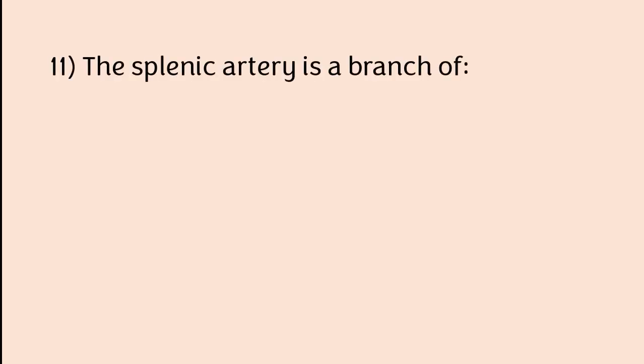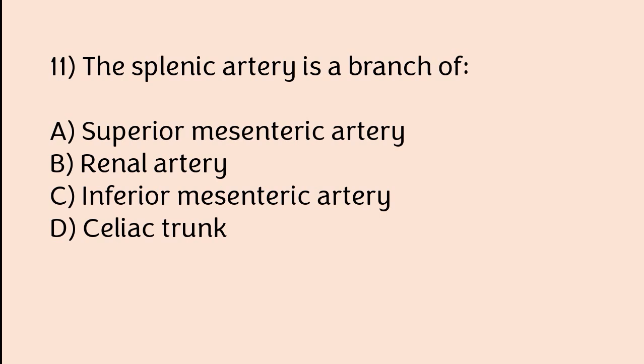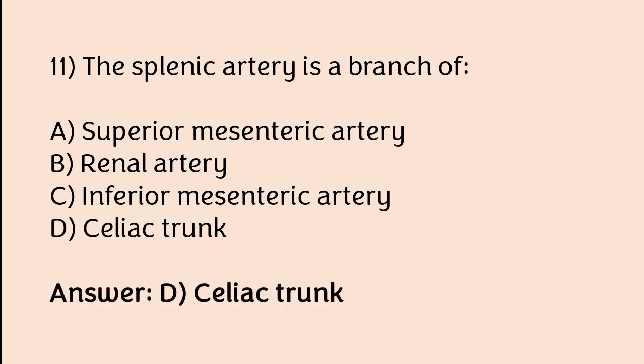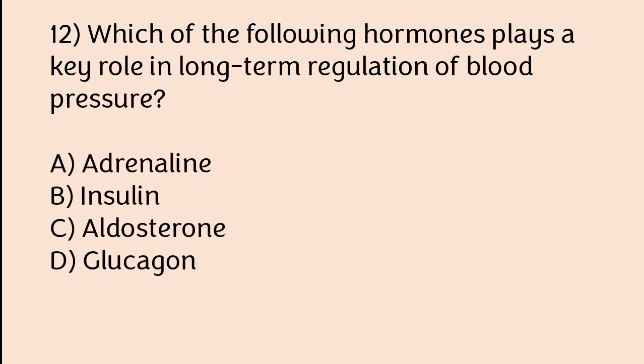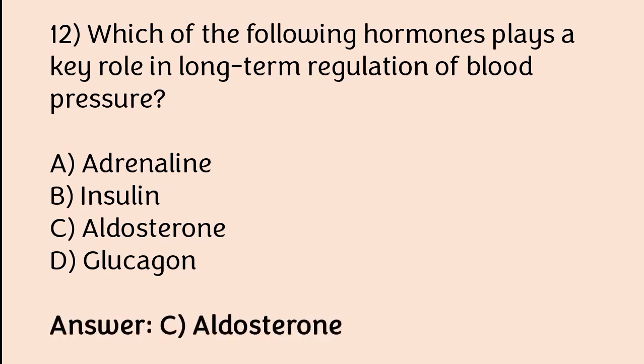The splenic artery is a branch of superior mesenteric artery, renal artery, inferior mesenteric artery, celiac trunk. The correct answer is option D. The splenic artery is a branch of the celiac trunk. Which of the following hormones plays a key role in long-term regulation of blood pressure? Adrenaline, insulin, aldosterone, glucagon. The correct answer is option C, aldosterone.